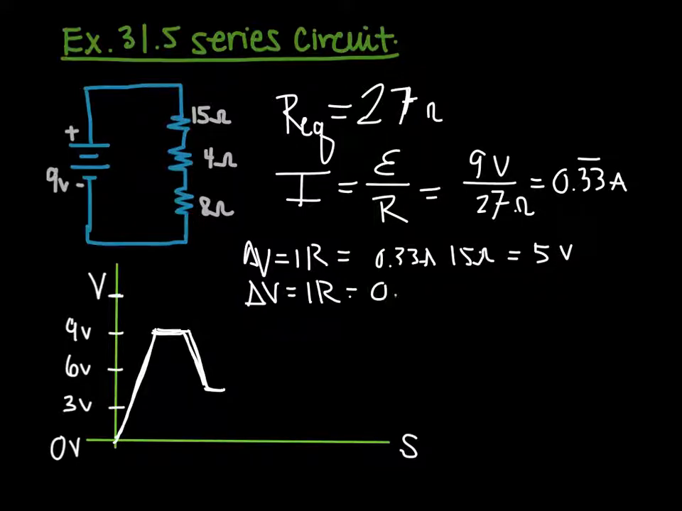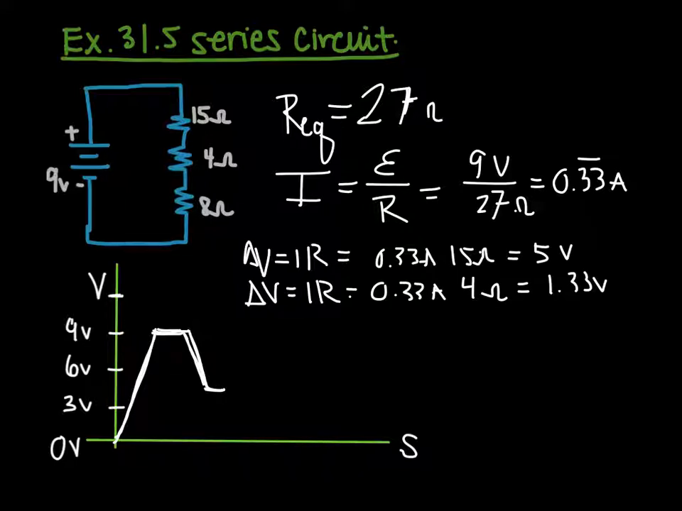And again, we have the 0.33 amp current, as well as the 4 ohm resistor. So we have 1/3 of 4. 1/3 of 4 gives us 1.33 volts. So a little more difficult to get to where that needs to be.